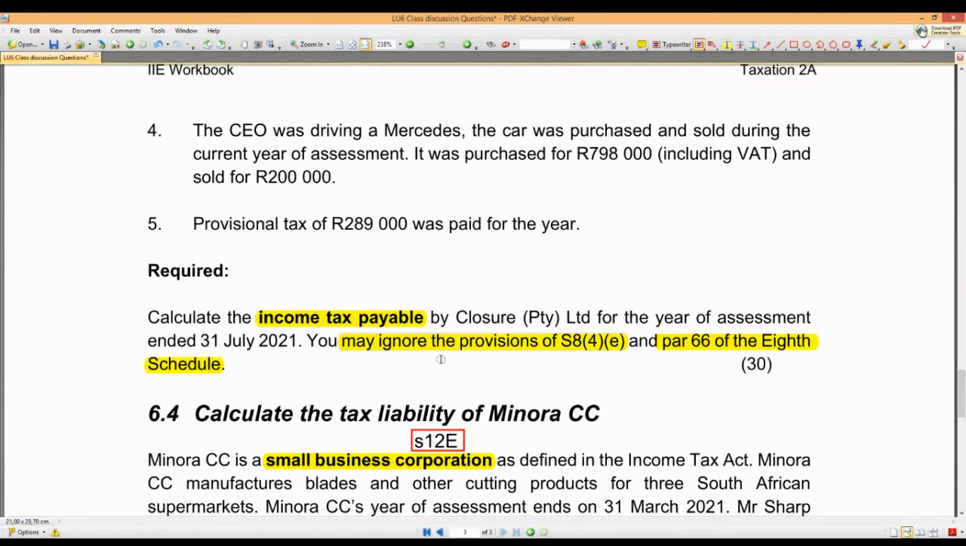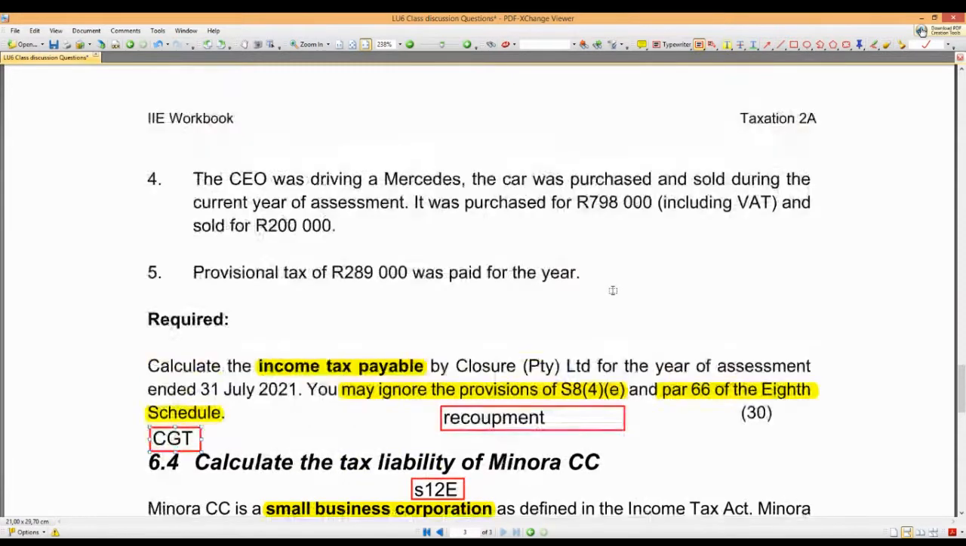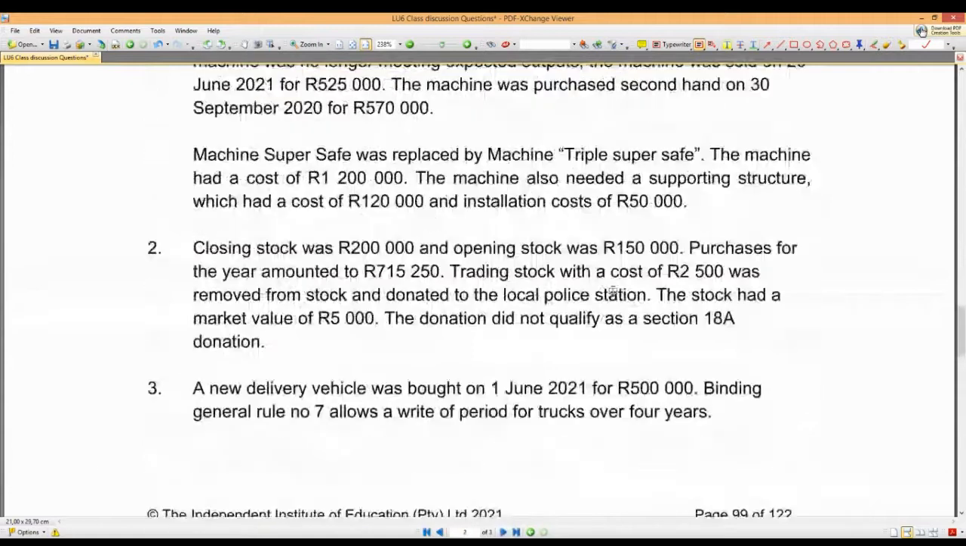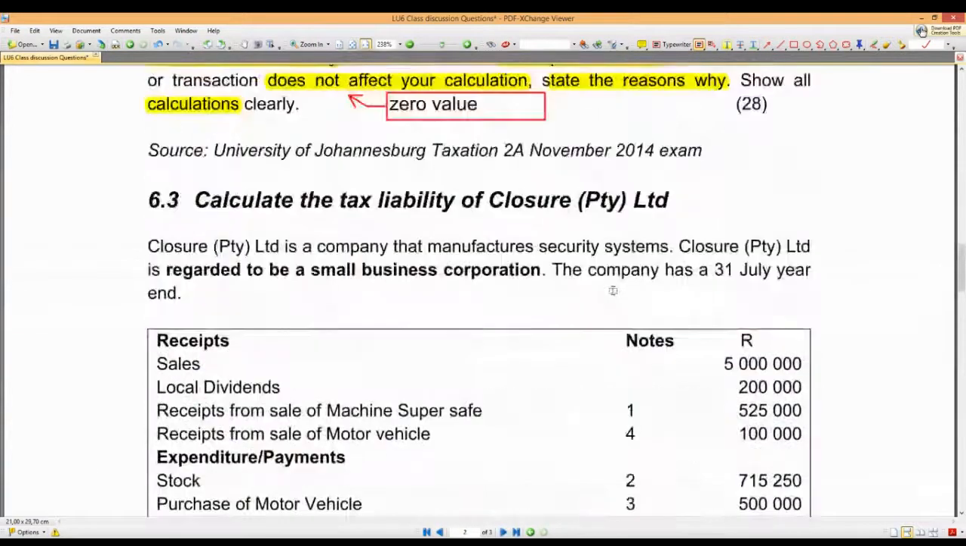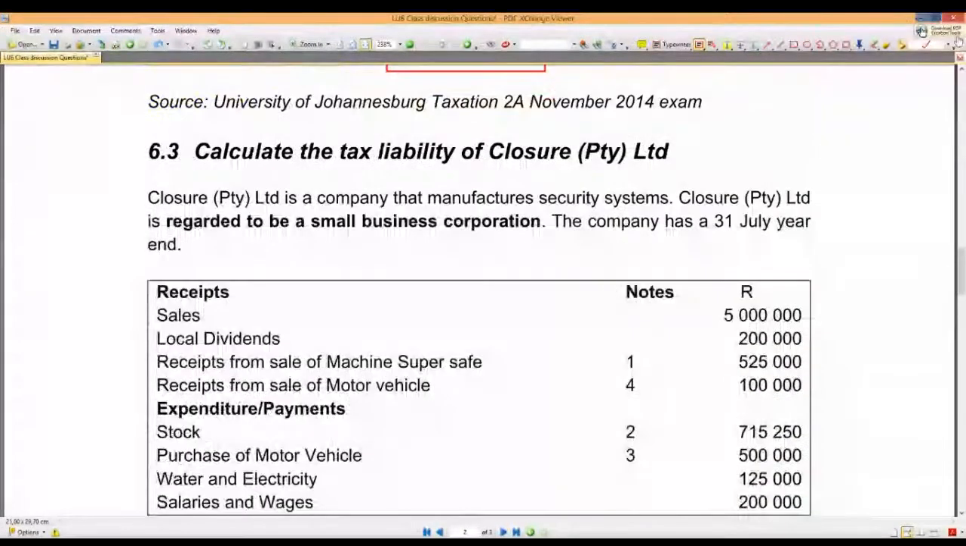So you can ignore it for this question, but we have included it just for completeness sake. Okay. So in this question, they don't want you to do it, but we have included some of it. Okay, so let's go through the question, see what the important things you had to note are.